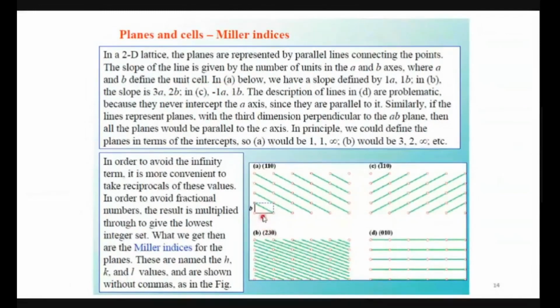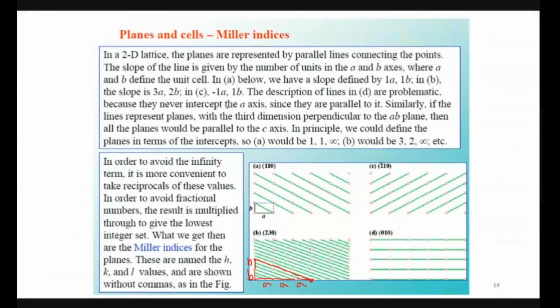In A, if you observe over here, we have the slope defined by 1A and 1B. That is 1 unit of A and 1 unit of B. In B over here, the slope is 3A, 2B. Now I will tell you how it is 3A and 2B. So this is 1A, this is 2A, and this is 3A. This is 1B, and now this is 2B. So this 3A comma 2B is one cell in this case.